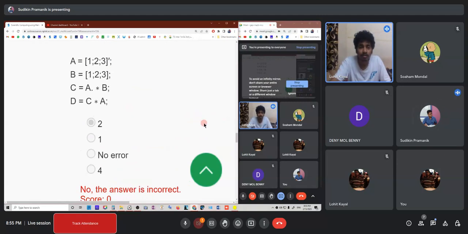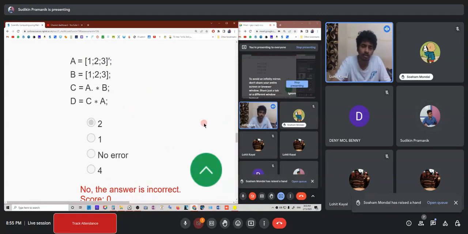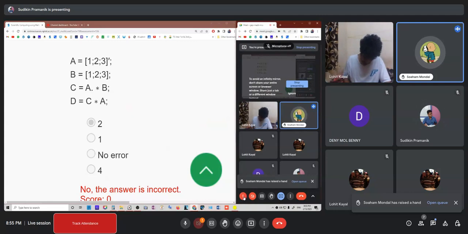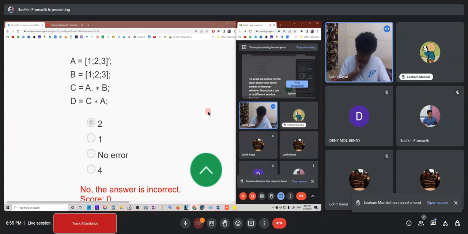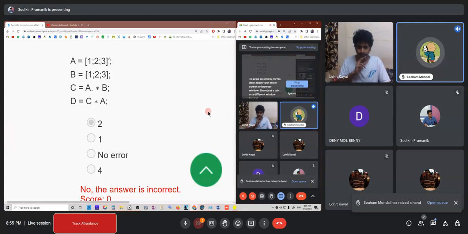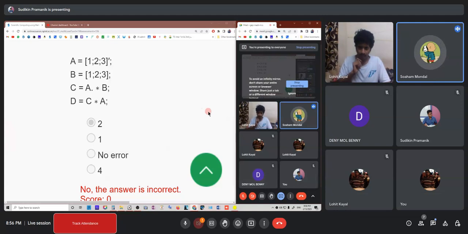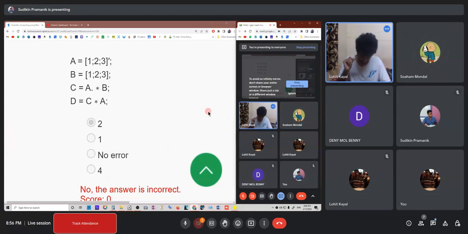So C equal to, oh, okay, A dot star B. A dot star B. One second. Okay, so let me just again share my screen. Sir, when we are putting A dot star B, that is not defined because the dimension is not matching. Okay, so it is showing undefined. Yes, sir, because 1, 2, 3 is a row matrix and B is a column matrix, right. It will show an error, right?